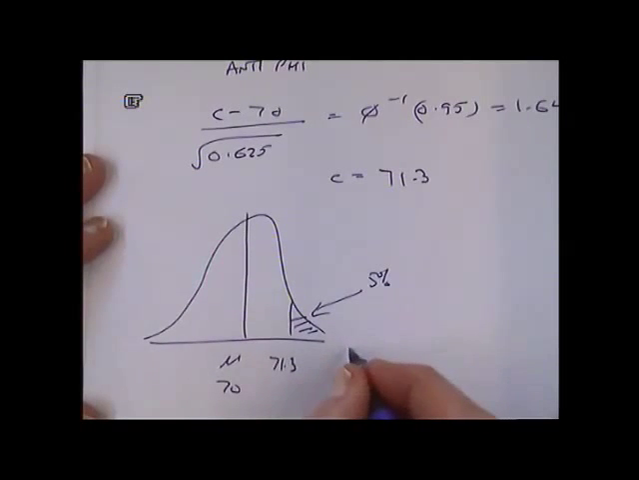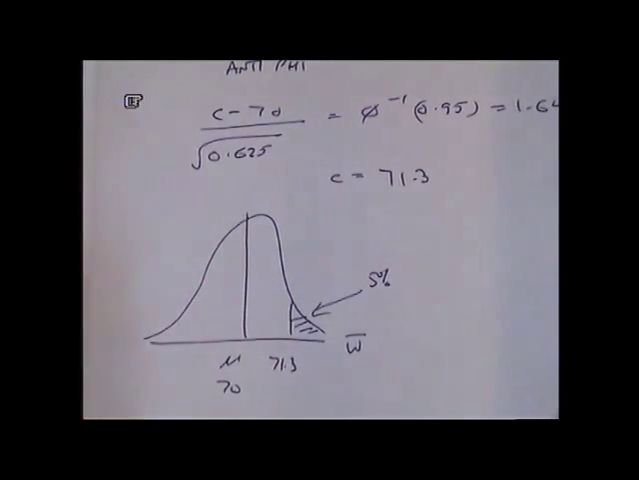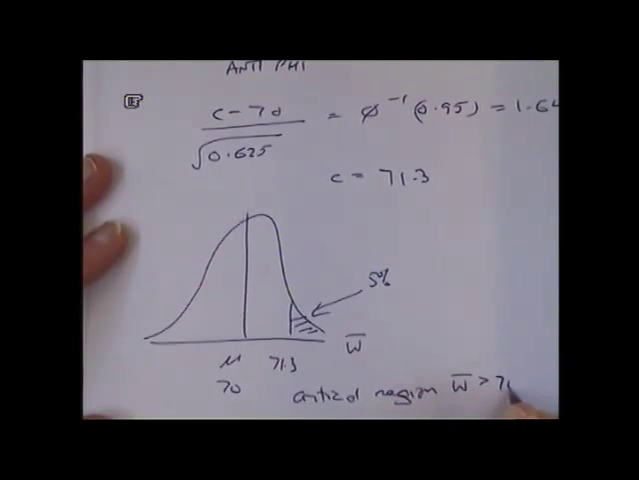Down here we're looking at W bar, the sample means. Now in step 3 it said calculate the critical value. Well, the critical value is 71.3. The critical region is the region to the right of that. So our critical region is W bar being greater than 71.3. That's step 3 done.